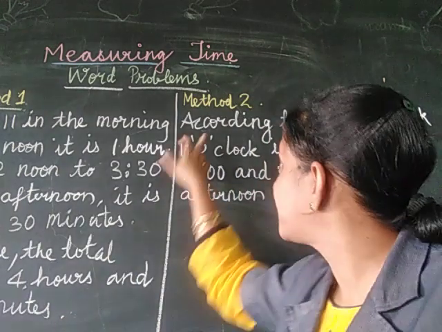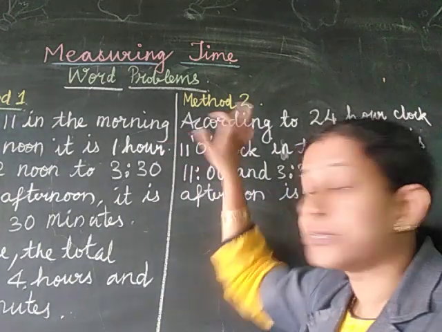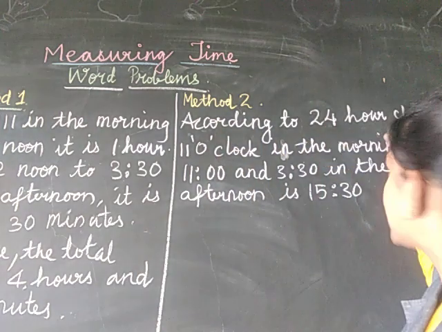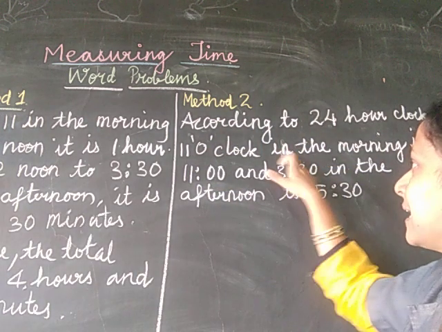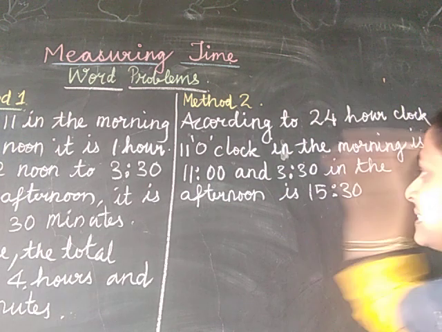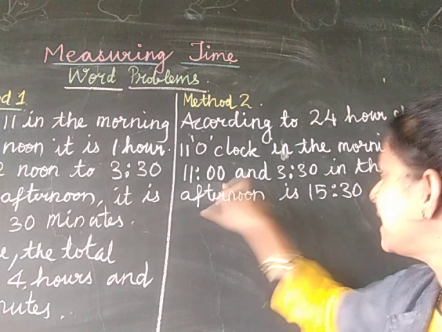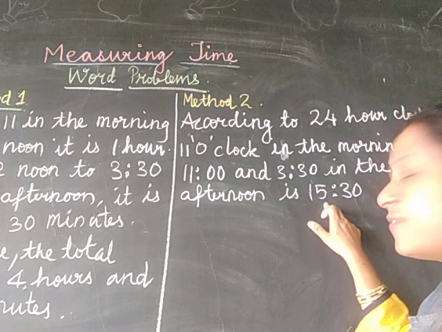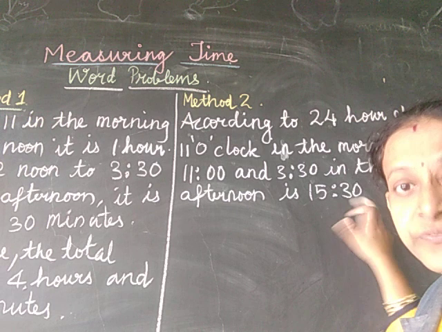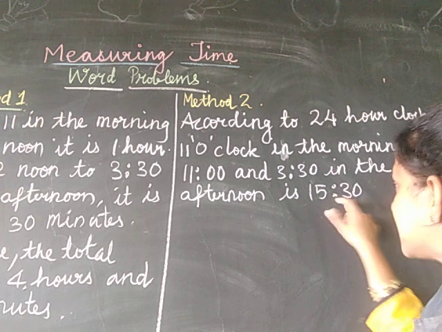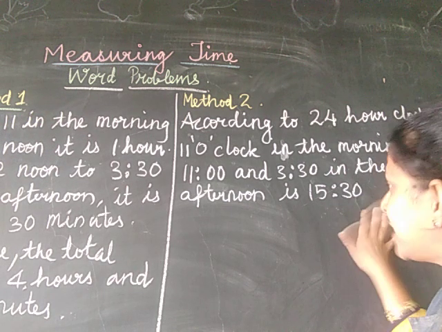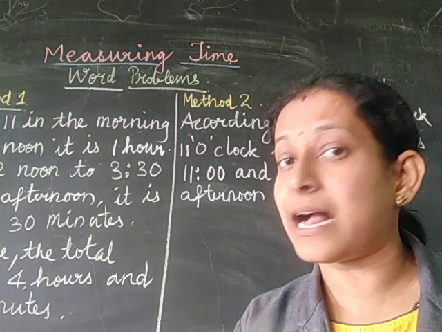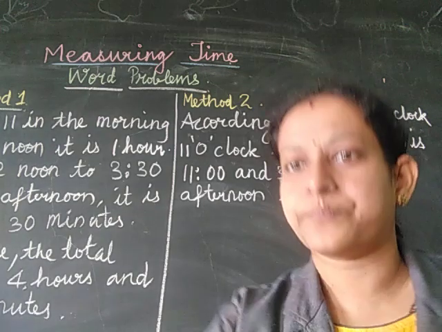Okay students, I have written here method number 2 according to the 24-hour clock. According to the 24-hour clock, 11 o'clock in the morning is 11 hours, and 3:30 in the afternoon is 15:30 hours, that is 15 hours 30 minutes. So we write it like this, 15:30. Now what we have to do is subtraction. So let's do subtraction like how you learned last time.